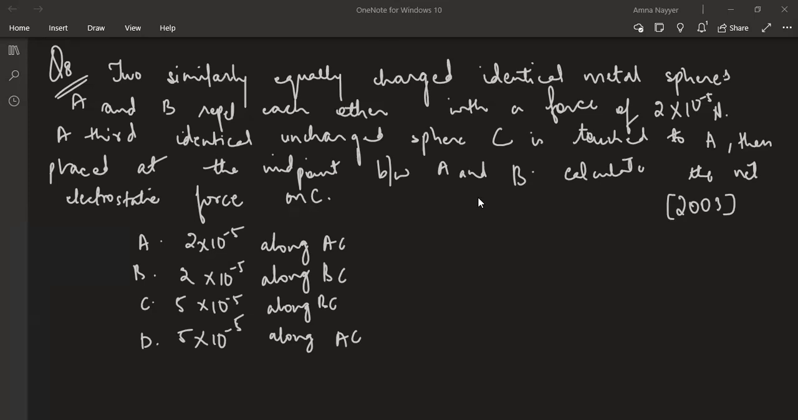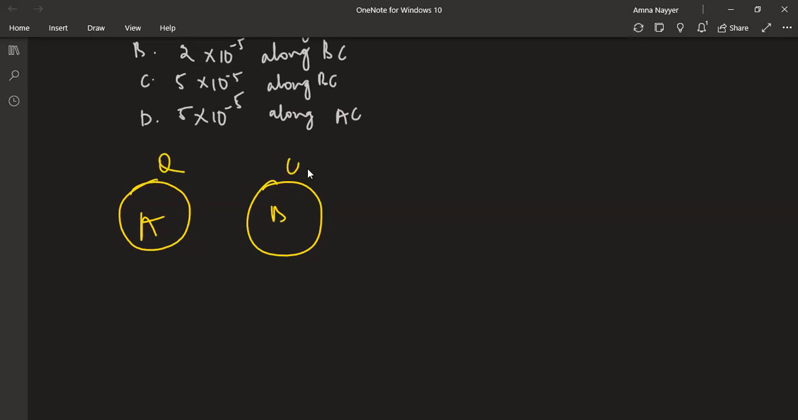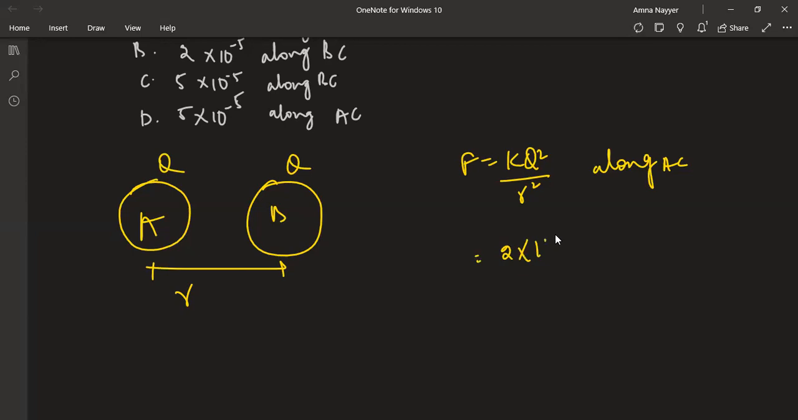Two similar, equally charged identical metal spheres A and B repel each other with a force of 2 into 10 to the power minus 5 Newton. So see, if two balls are there, they are having charges. Both the balls are having the identical charge Q and Q. So force will become equal to KQ square by R square if the separation between them is R. So this will be along AC and the value will be equal to 2 into 10 to the power minus 5 Newton as stated in the question.